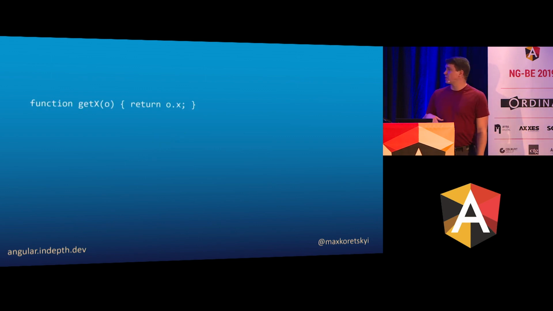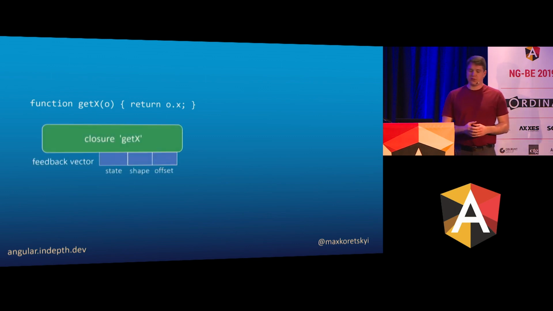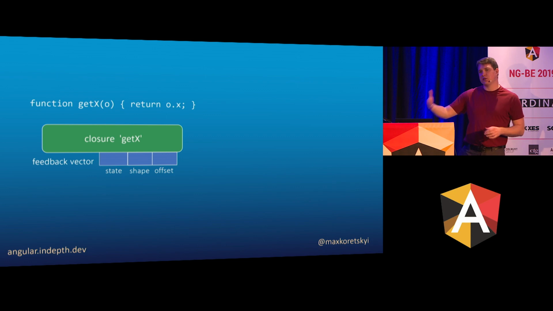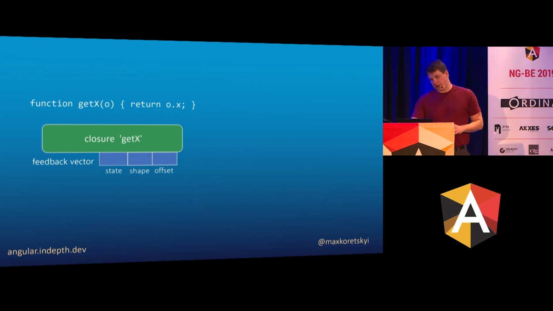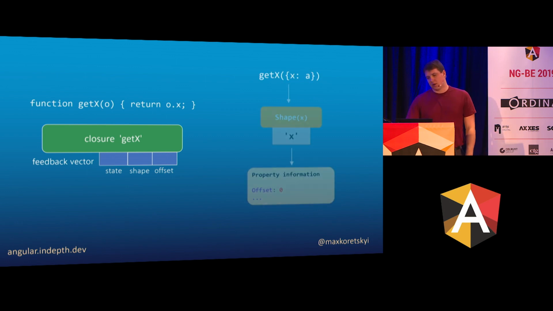Okay, so here's how it works. Suppose you have this function. Internally, the virtual machine represents your function as a closure object. So it's under the hood, I don't know, a C++ object. And there is a feedback vector, which is another word for cache. So with each closure, there is an attached cache. And as your function is being executed, the virtual machine will put some information there. So suppose now you call that function, you pass in an object.